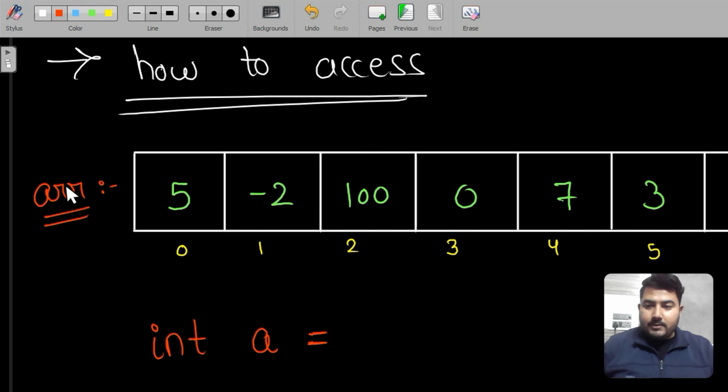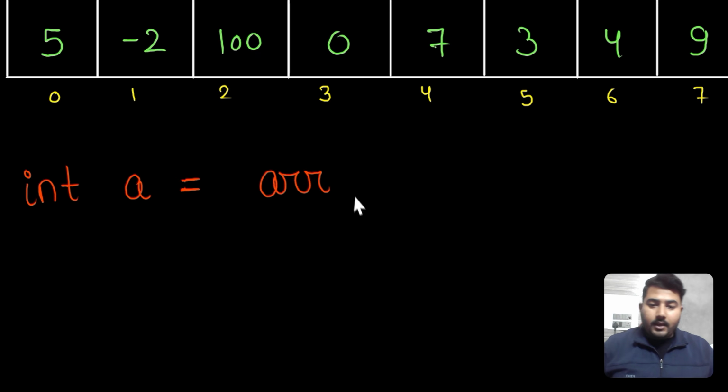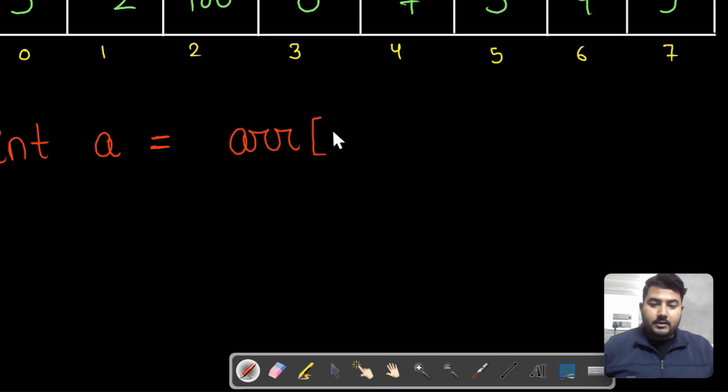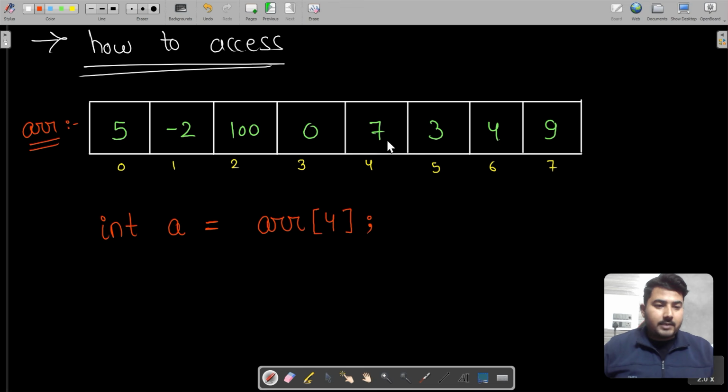So what I will do is simply use the array name, whatever the name of that array would be, and with square brackets, I am going to mention the index here. If I mention 4, it will simply provide us the value 7. As simple as that. That's all. Square brackets will be a major point while you are dealing with arrays.